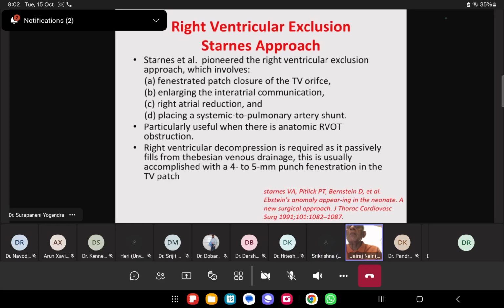Right ventricular exclusion by Starnes approach. Starnes et al. pioneered the right ventricular exclusion approach, which involves fenestrated patch closure of tricuspid valve orifice, enlarging the interatrial communication, right atrial reduction, and a systemic to pulmonary artery shunt. It is particularly useful when there is anatomic RVOT obstruction. Right ventricular decompression is required as it passively fills from Thebesian venous drainage. This is usually accomplished with a 4 to 5 mm punch fenestration in the tricuspid patch.